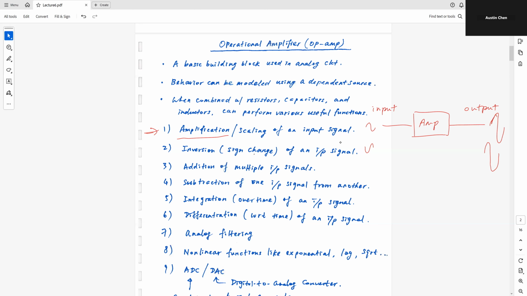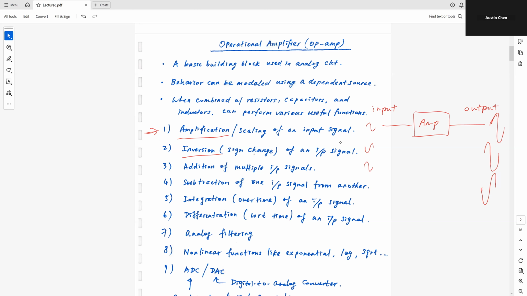Similarly, if I put in a positive sinusoid, after the sign inversion, I expect to get the gained up version or a scaled up version of what I put in, but I now have a phase difference of 180 degrees. So this is the inversion that I can also perform using this op-amp.